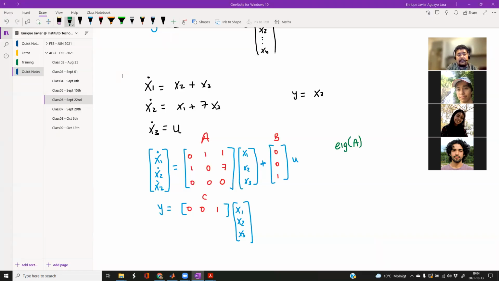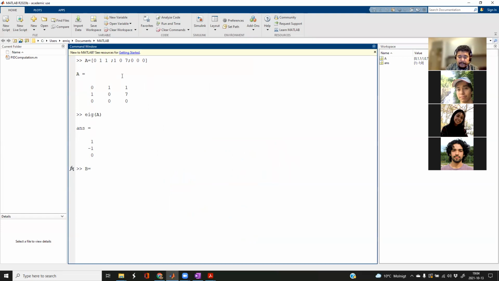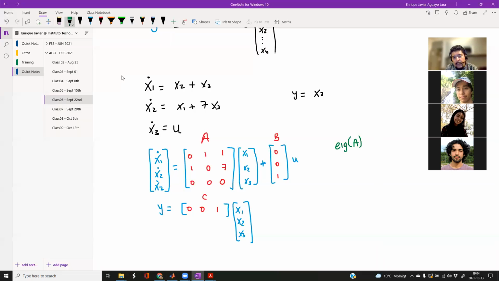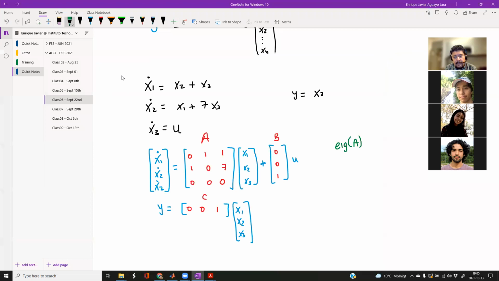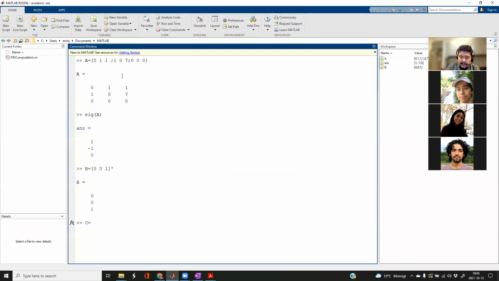Okay. I can also capture matrix B equal to, of course, I could write 0, semicolon, 0, semicolon, 1, or I can also do something like this, 0, 0, 1, and then add an apostrophe at the end. That means the transpose of the vector B that I just wrote. Okay, so both are valid. And finally, matrix C is going to be equal to, I pretty much wrote the same, 0, 0, and 1, which refers to x3.